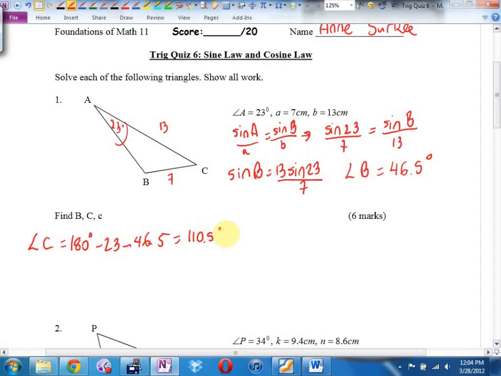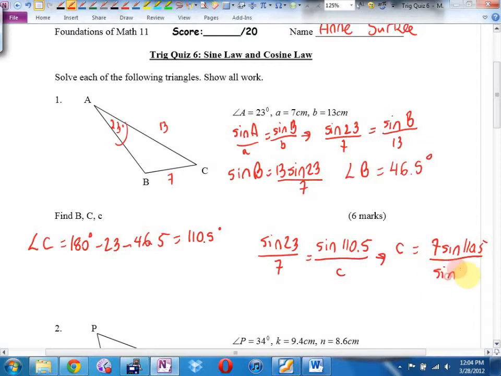Little c. Now, I could use angle B to find little c. That would be bad test writing, though, because maybe I've made a mistake on angle B. I'll use A. I'm going to go sine of big A, 23, over 7, equals sine of big C, which I just figured out, 110.5, over little c. When I cross multiply, I'll get little c equals 7 sine of 110.5 divided by sine of 23.